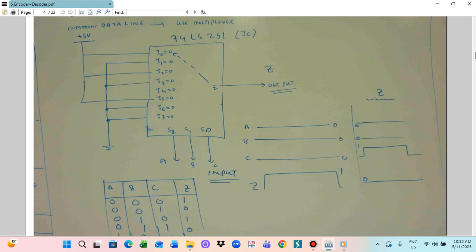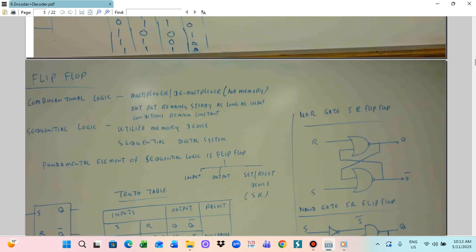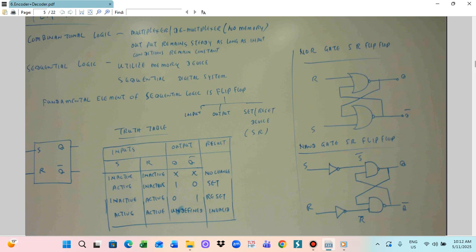Another thing is the flip-flop. The flip-flop is an inner part of sequential logic, not combinational logic. The normal multiplexer and demultiplexer don't have any memory. The output remains steady as long as the input conditions remain constant. But in a sequential logic system, we need to memorize the input state. In this case, we use a flip-flop. The flip-flop can be constructed from NOR gates or NAND gates. So this is the connection of the flip-flop, the schematic diagram of the flip-flop.